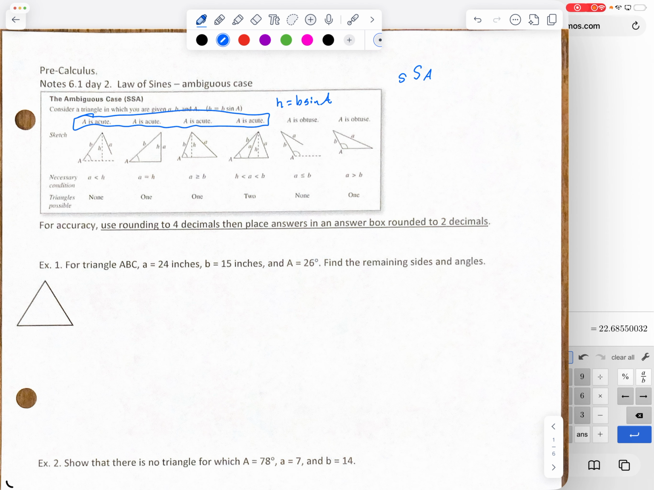The issue is really this one right here, where if you can solve the first triangle, and if you don't know to look for the second, you will miss it completely. So that's what this lesson's about.